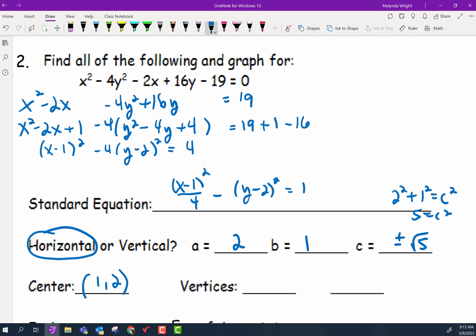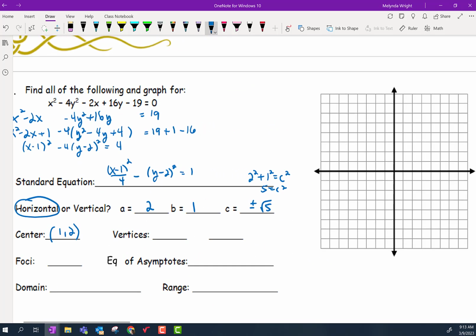All right, how are we doing? The rest of this we're going to build on the graph. So let's go to our graph. Our center is (1, 2), so let's put our point right there. a is 2. That means I go 2 spaces to the right of the center and 2 spaces to the left of the center. Those are my vertices. b is 1. That means I go 1 space up and 1 space down from my center.